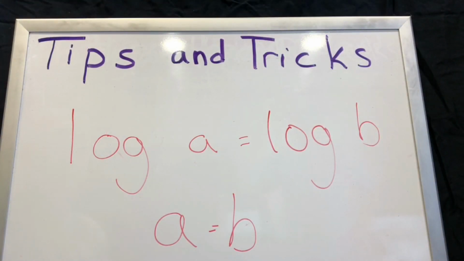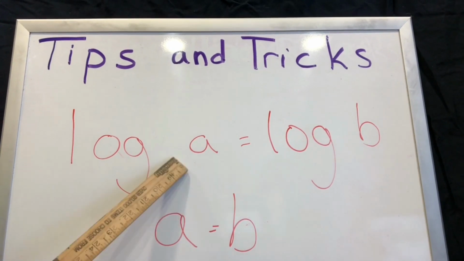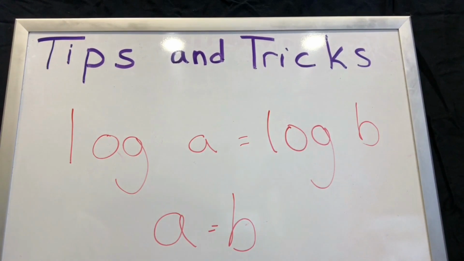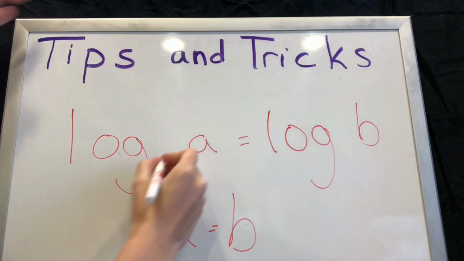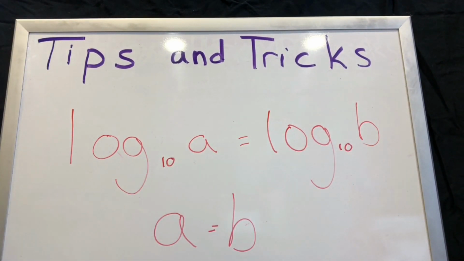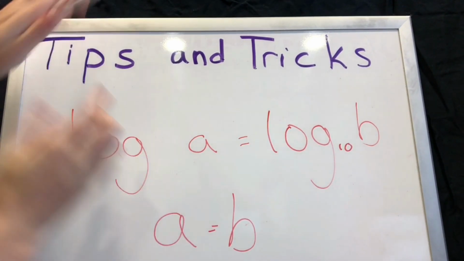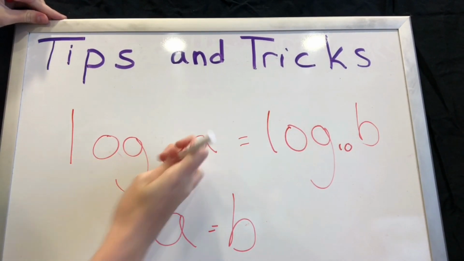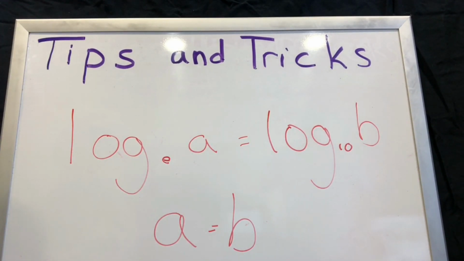Similarly, a equals b if log a equals log b and the two logarithms have the same base. But wait, these two logarithms don't have bases at all. What does that mean? Well, when no base is present, we can assume that the base is 10. You might also see logarithms that have base e. e is a transcendental number we'll learn about later. For now, just know where it is on your calculator.